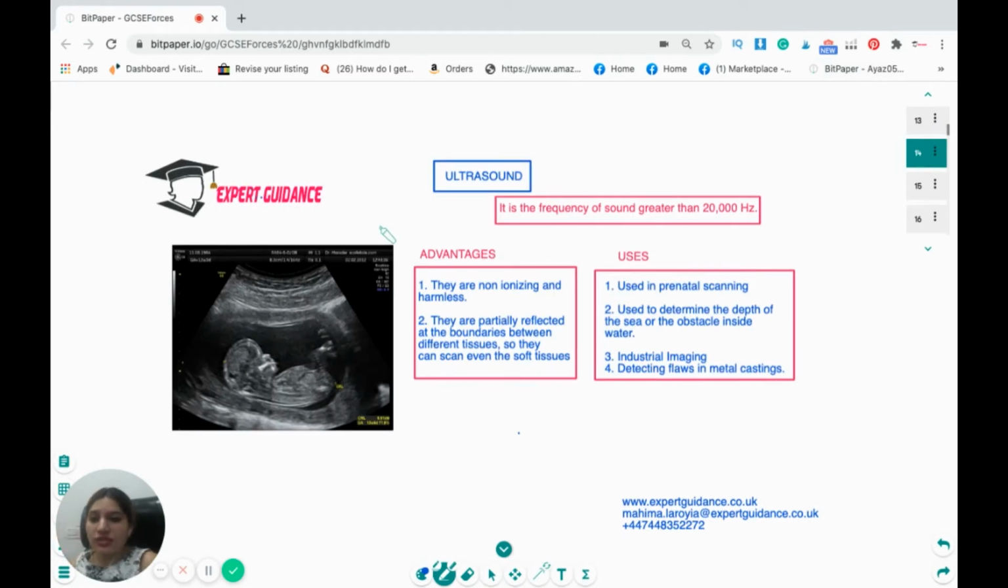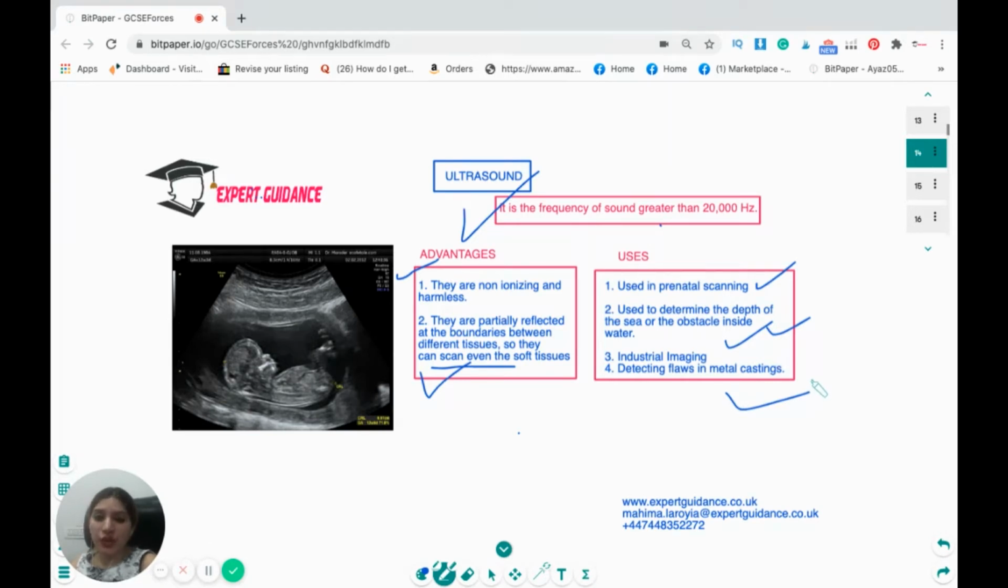Okay, now ultrasound is very important. Ultrasound is the frequency of the sound greater than 20,000 hertz, and ultrasound's advantages are they're non-ionizing and harmless. They're partially reflected at the boundary between different tissues, so they can even scan the soft tissues. So ultrasound is used in prenatal screening. It is used to determine the depth of the sea or the obstacle inside the water. They're used to do industrial imaging, and they're also used to detect flaws in metal castings.